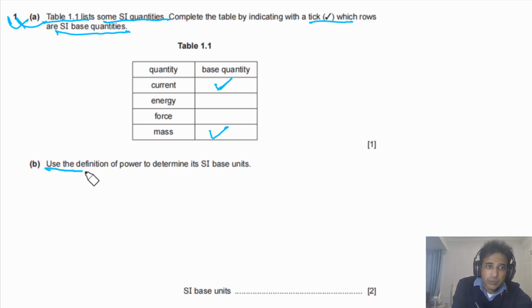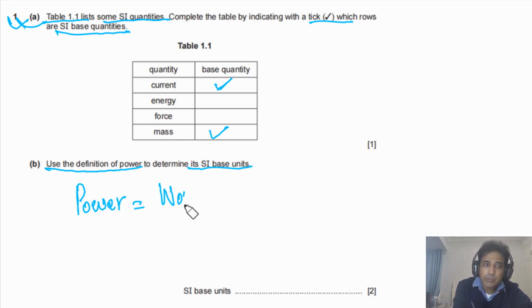Part B says use the definition of power to determine its SI base units. The hint is given to you: use the definition of power. Power is equal to work done over time taken, meaning the rate of doing work. So this is how you can write it down, and work is equal to F times displacement.